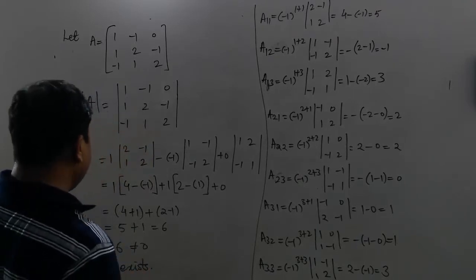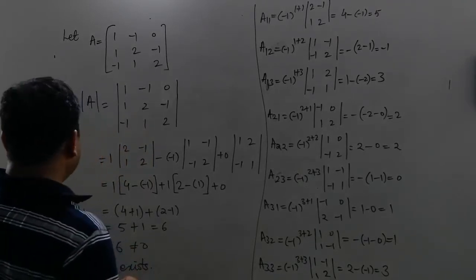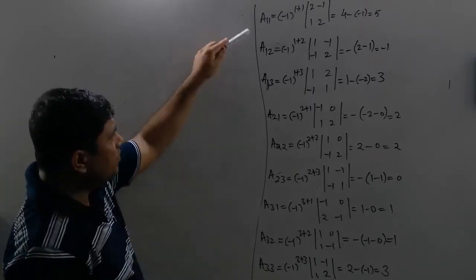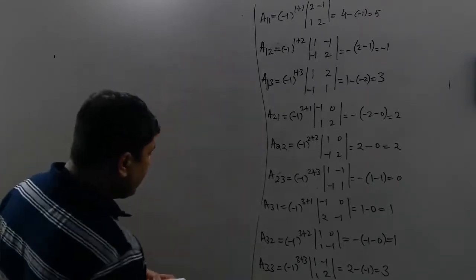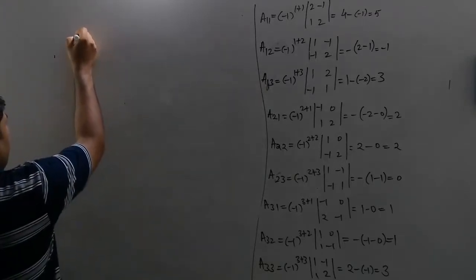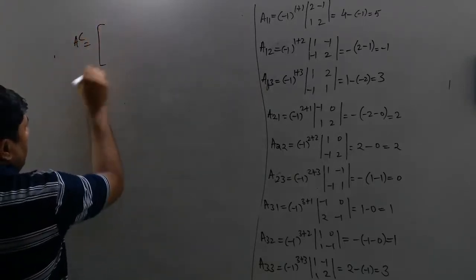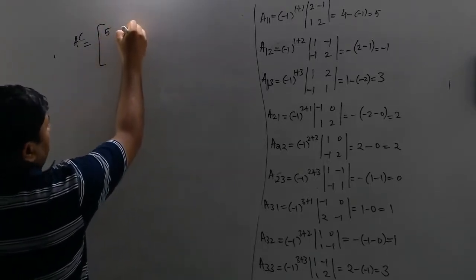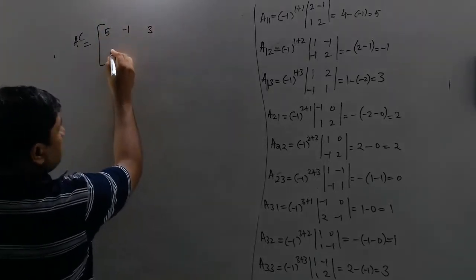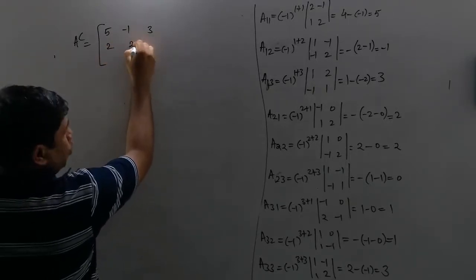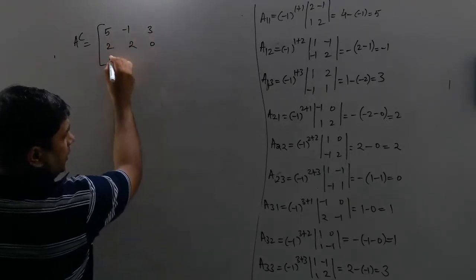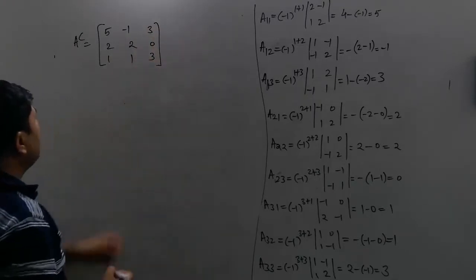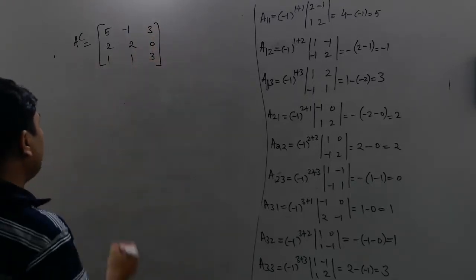Now we need to write the cofactor matrix for this matrix A. So consider these cofactors. We can write the matrix of cofactors as A cofactor. And now the elements are 5, -1, 3, then 2, 2 and 0, and you will be having 1, 1 and 3. So this is the matrix of cofactors. This is the cofactor matrix.